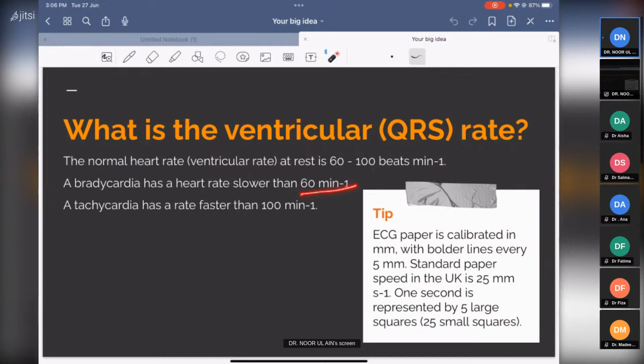If it is less than 60, you're talking about a bradycardia. If it's more than 100, you're talking about a tachycardia. So second question, you will be able to identify whether the patient has a tachyarrhythmia or a bradyarrhythmia or not. A patient could have a normal ECG electrical activity.